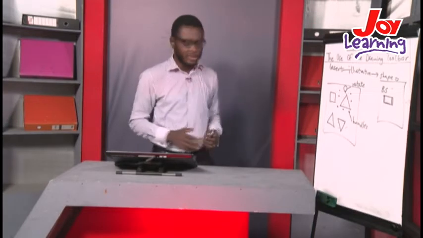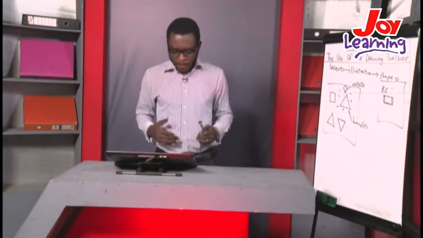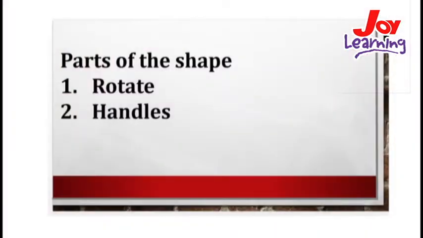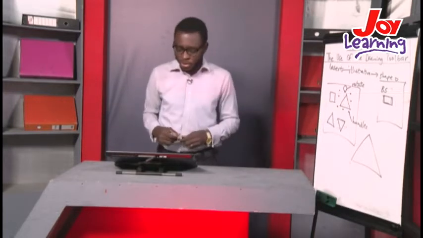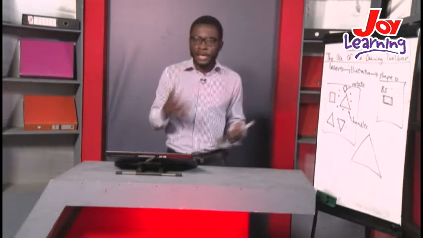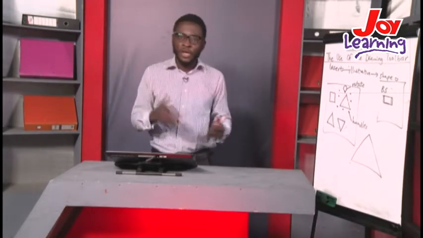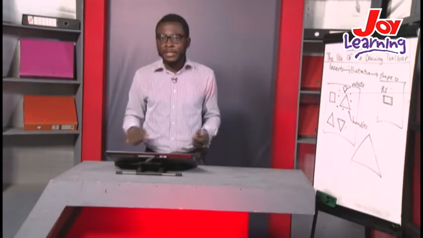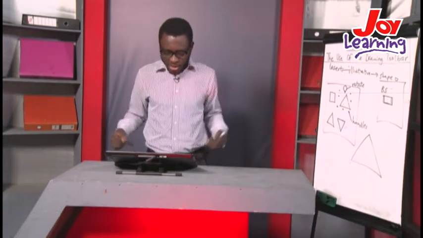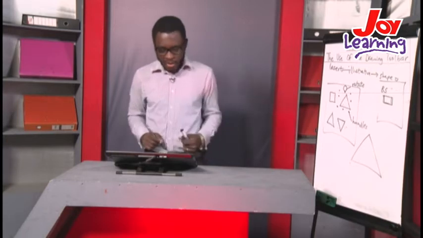Then the handles. The handles are normally used to enlarge or reduce the size of the shape. So if you enlarge it, you get a rectangle like this from this particular image we drew. So the rotate is used to turn the image, whether a clockwise rotation or anti-clockwise rotation, and the handle is used to enlarge or decrease the size of the image.